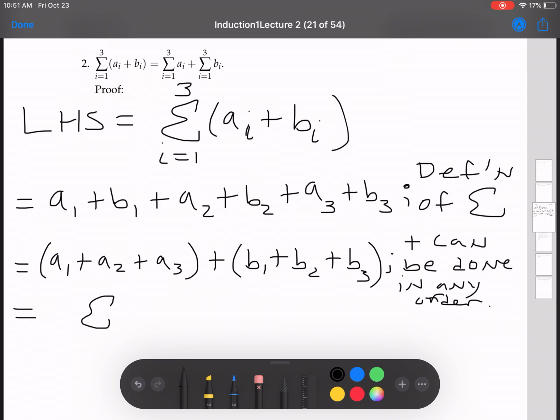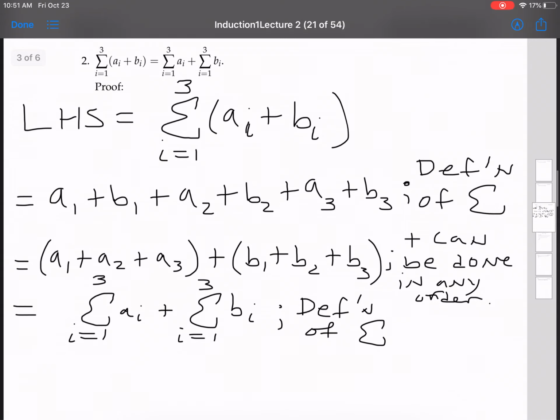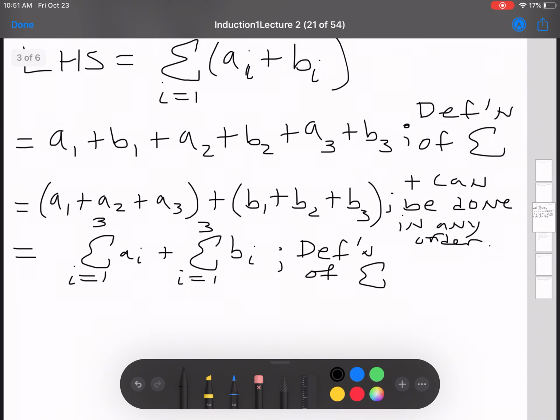All right, now this is the sum from i equals 1 to 3 of A_i. Again, this is the definition of sigma notation. Now notice that this is equal to the right-hand side. You don't need to justify that this is equal to the right-hand side. That's clear. And that's the end of our proof. Remember, we put a little box at the end.